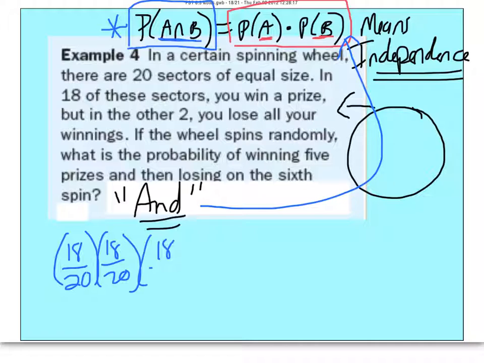If you multiply this all together, you're actually going to get a decimal answer of about 0.059. So the chances that the first 5 win and the sixth one loses is going to be about 5.9%.